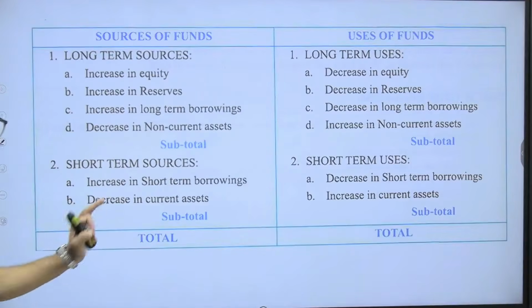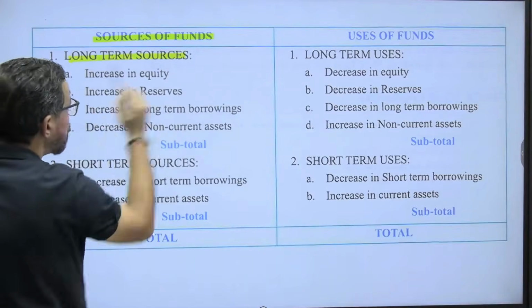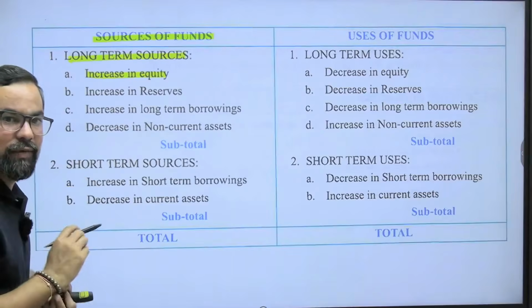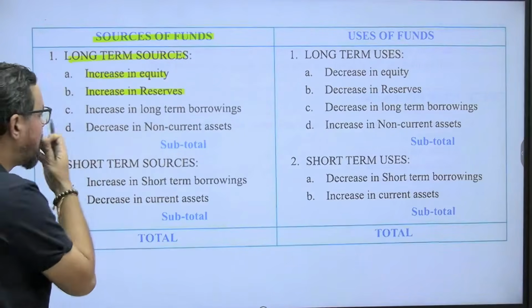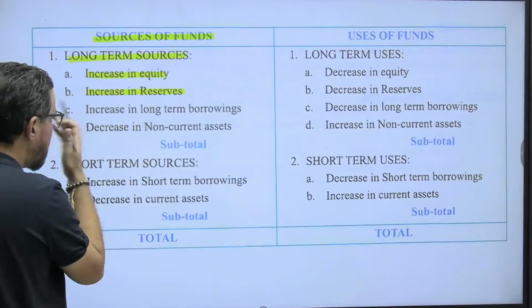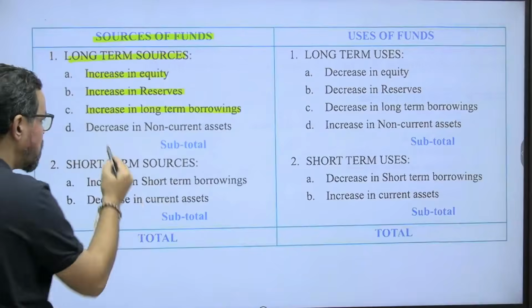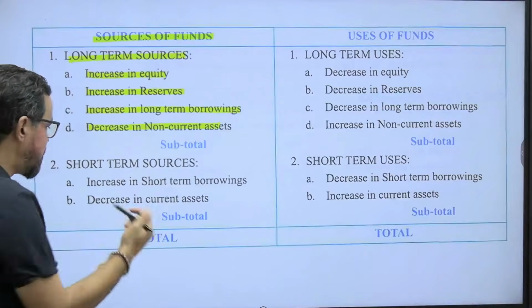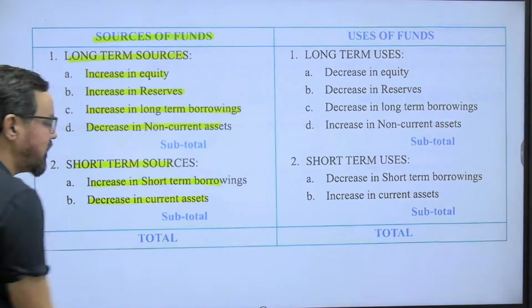Okay? So this is given in your book itself. Sources of funds, long term sources: increase in equity. We have issued equity and through that we get some money. Increase in reserve, profit from operation and others, or securities premium. Increase in long-term borrowing, we have taken a loan from some institution. Decrease in working capital. Short-term sources: increase in short-term borrowings, decrease in current asset.